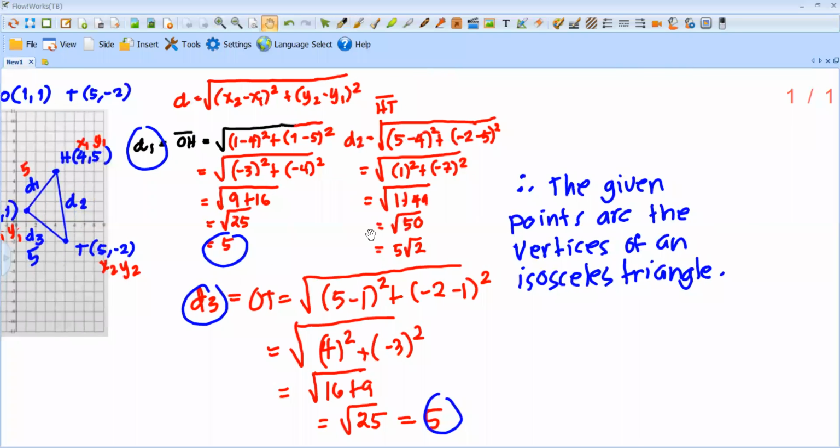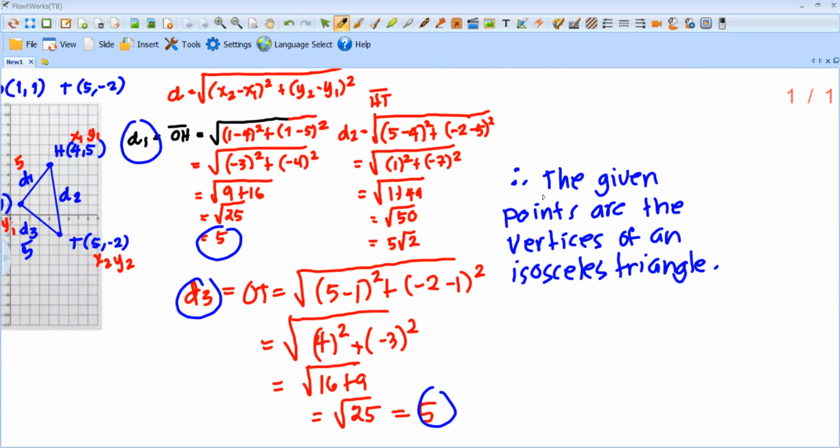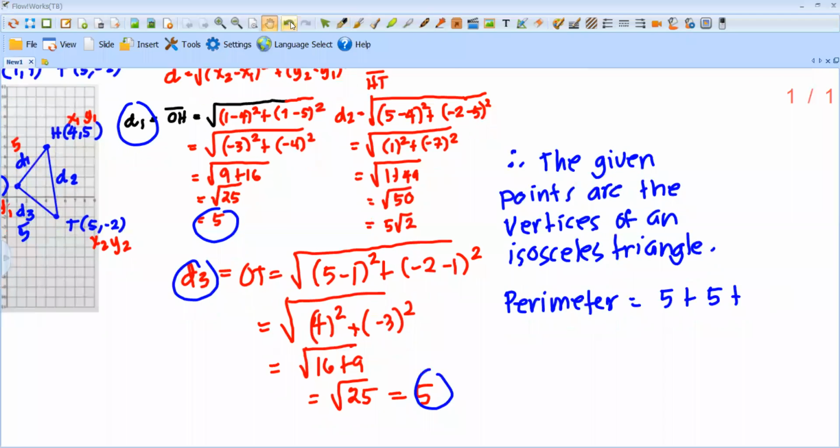Right. Now, if you are asked to find the perimeter of the triangle, so for example, find the perimeter of the given triangle. Since perimeter is the sum of all the sides, we will just add distance 1, distance 2, and distance 3. So that is 5 plus 5 plus 5 square root of 2. We cannot add those two. So we have the perimeter, 5 plus 5 is 10, plus 5 square root of 2.